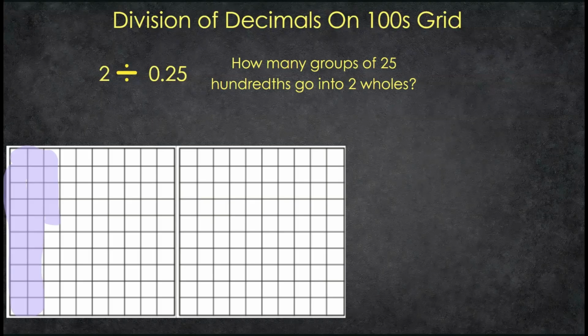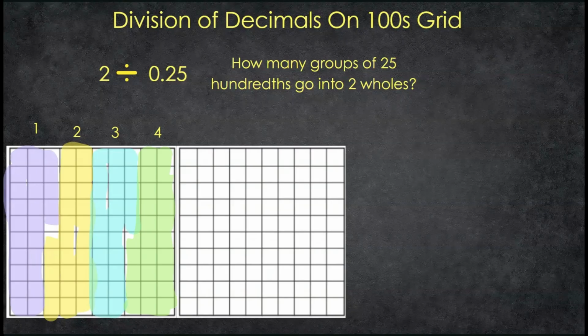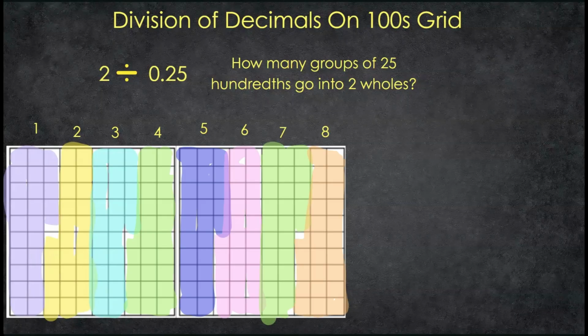Okay, so here's a group of 2500ths. 2 groups of 2500ths, 3 groups of 2500ths, and then 4 groups of 2500ths. So one whole, I can make 4 groups of 2500ths. So 2 wholes, I should just be able to double that, and that should be my answer. So there's 5 groups, 6 groups, 7 groups, and then finally 8 groups of 2500ths. So the answer to my problem is 8. 2 divided by 2500ths is 8.